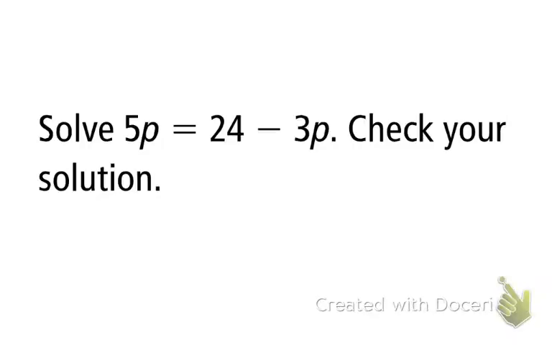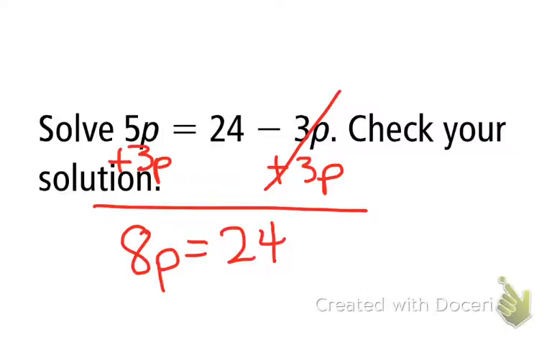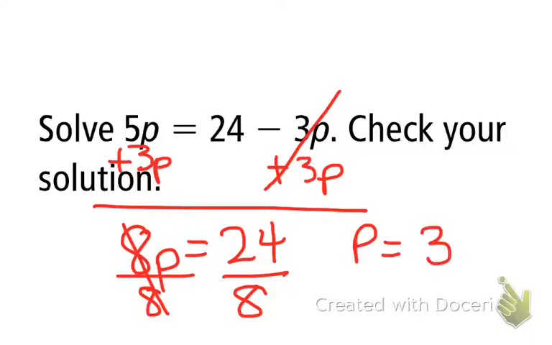Okay, this one is for you to try. So the equation is 5p is equal to 24 minus 3p, and we want to check our solution. In this case, I would start by adding 3p to both sides. Okay, that cancels the variable on the right hand side, and 5 plus 3 is 8p equal to 24. Next step, divide both sides by 8, and we'll see that p is equal to 3.